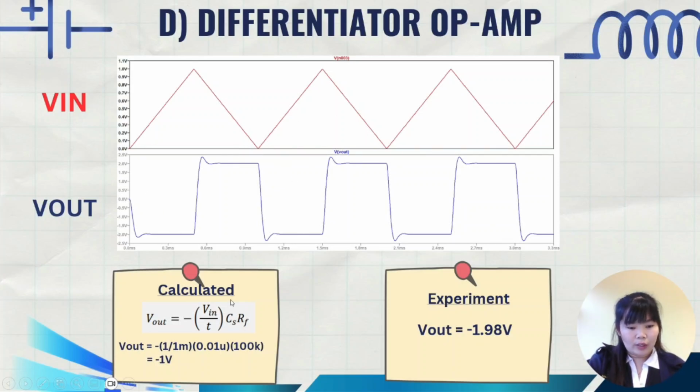For the calculated value, we get Vout equal to negative 1 volt, and for the experiment, we get Vout equal to negative 1.98 volts. This gives a difference from the calculated value.